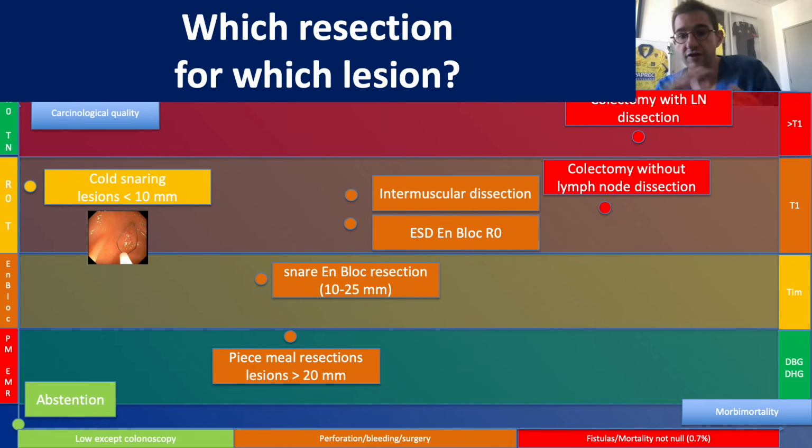But for all the other lesions where the risk of T1 cancer is not null, we should probably go to R0 en bloc resection like ESD, or intermuscular dissection in the rectum, for example.